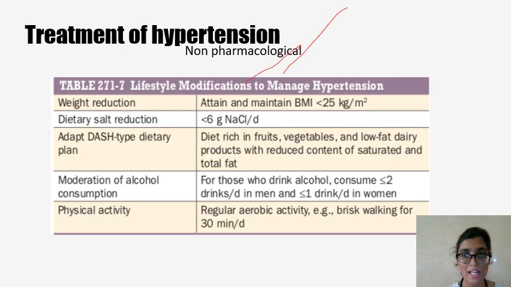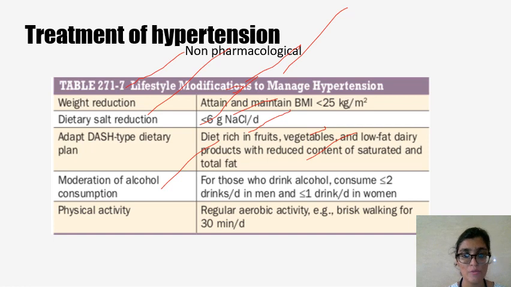Lifestyle modification to manage hypertension. Weight reduction, that is attain and maintain BMI less than 25. Dietary salt reduction to less than 6 gram NaCl per day. DASH type dietary plan: a diet rich in fruits, vegetables, low fat dairy products with reduced content of saturated and total fat.